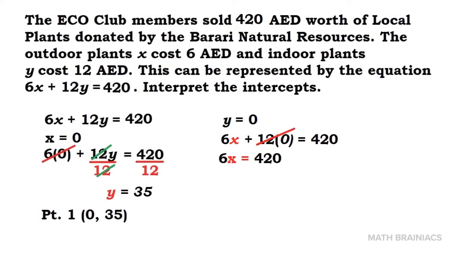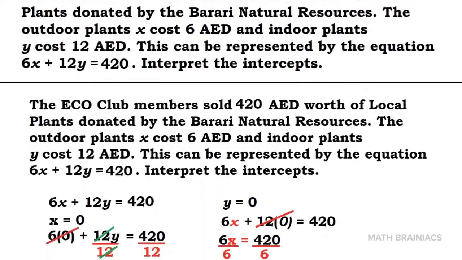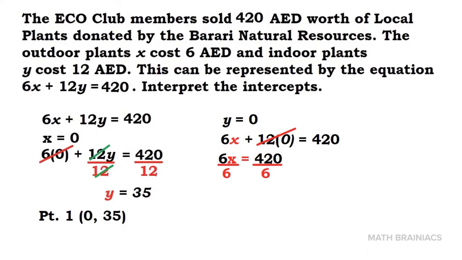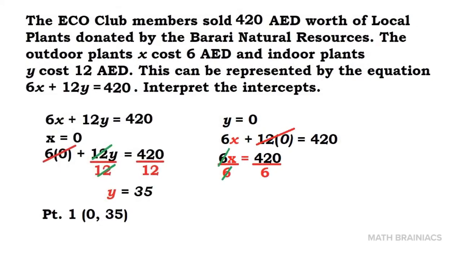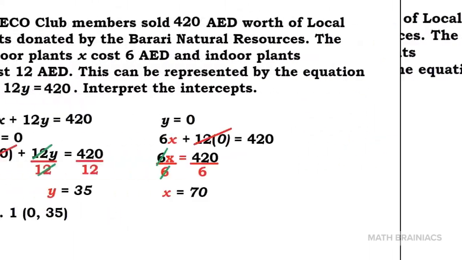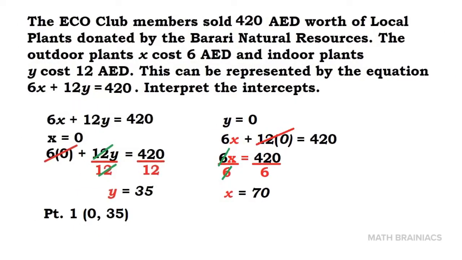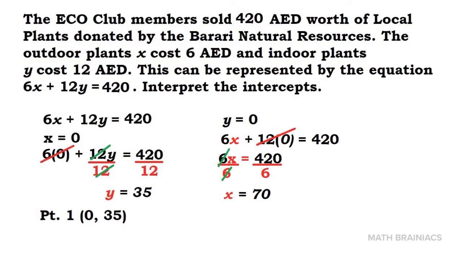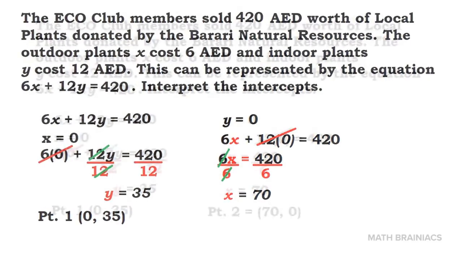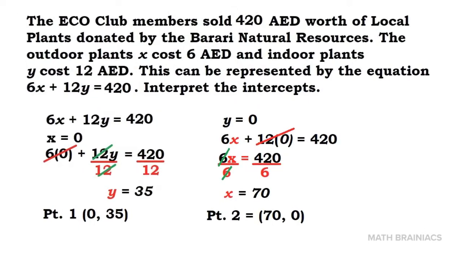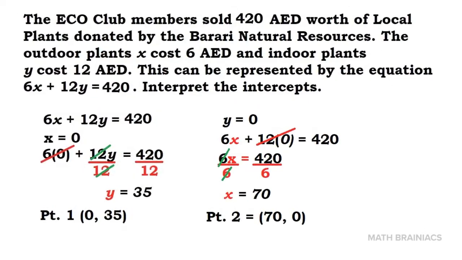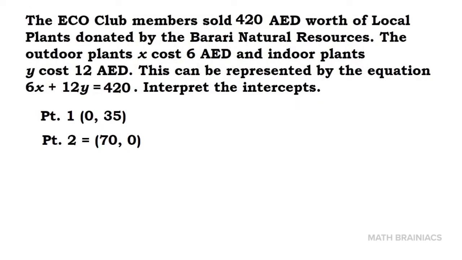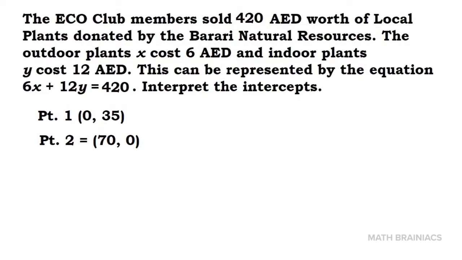Accordingly, it will give us 6x = 420. To solve for x, we are going to divide both sides by 6. And we can cancel out the 6 on the left side. Working on 420 divided by 6, it will give us 70. Accordingly, x = 70 when y is 0. Therefore, we have 2 points now. Point 2 is (70, 0). Point 1 is (0, 35), while point 2 is (70, 0).